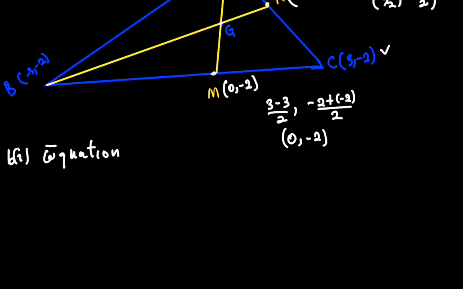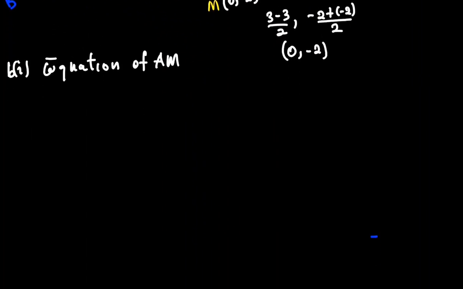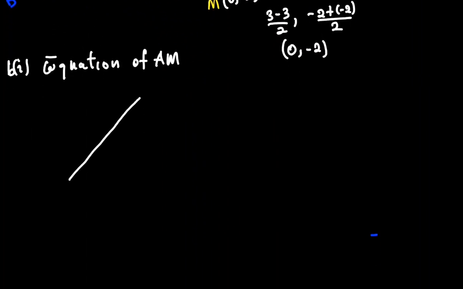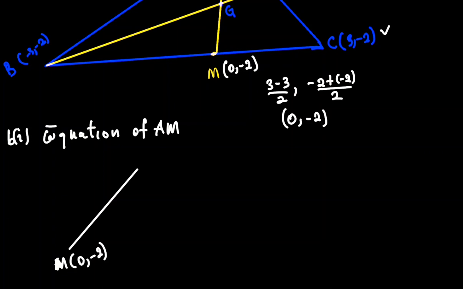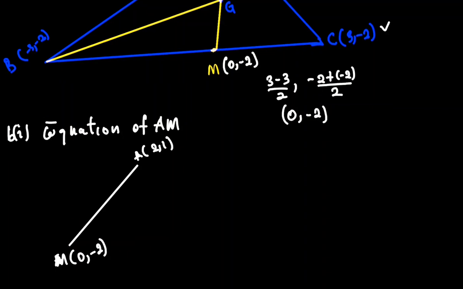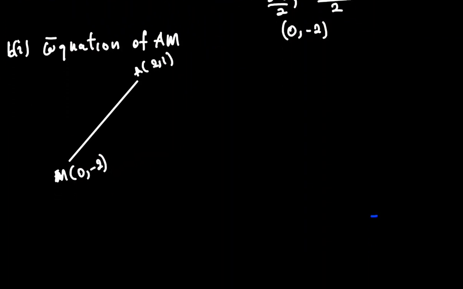Good. Equation of AM. Now, ladies and gentlemen, if you recall, this is our AM. Our M here is actually (0, -2). All right, very good. Then our A here is actually (2, 1). So now if you check, this is actually a line with endpoints.